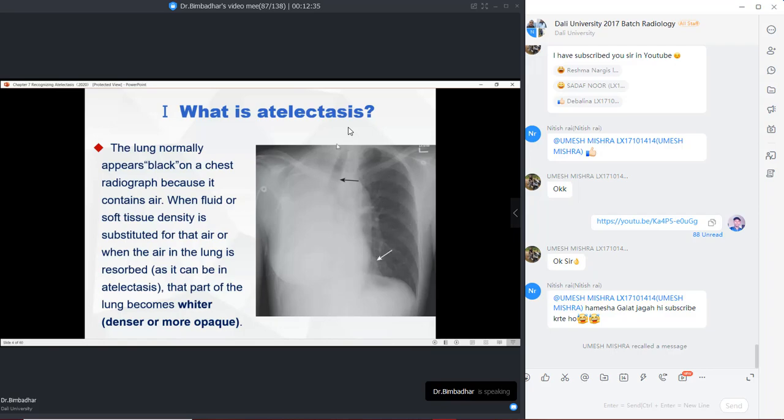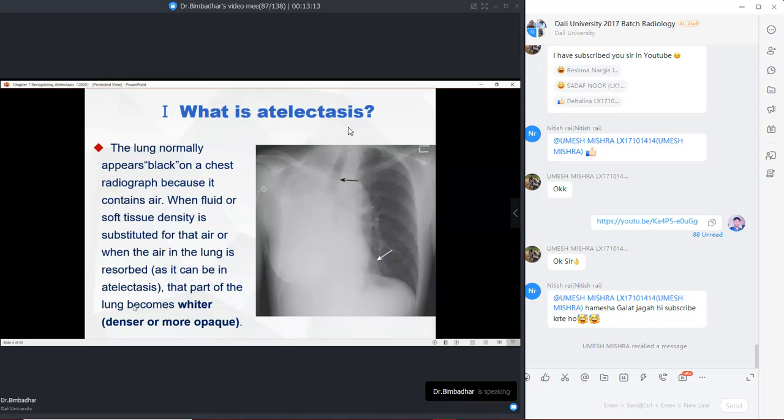But compared to the right, it is completely white, the rib shadows are completely obscured, right? But I can see the rib shadows, but still there is an opacification of the right hemithorax. Generally speaking, whenever there is a collection of fluid or a soft density is substituted for that air, or when the air in the lung is completely resorbed by the pulmonary capillary resorption, we call that. We learned that yesterday. And if that is happening, we call it atelectasis.